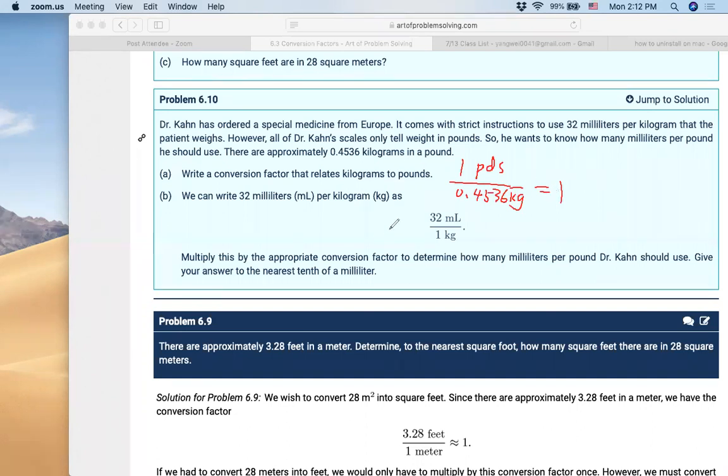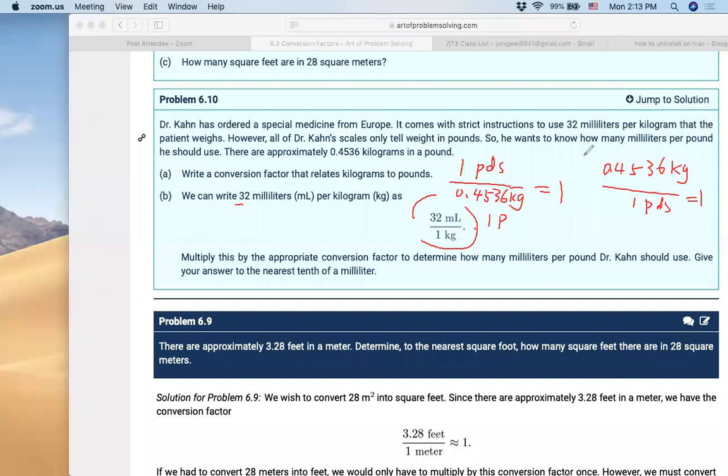Now let's see. We can write 32 milliliters per kilogram like this. Then you convert this one to pounds, so you just times 1. If you write it this way and you want to convert to pounds, that means we need to flip this. We need to write 0.4536 kilograms over 1 pound. This one equals 1.